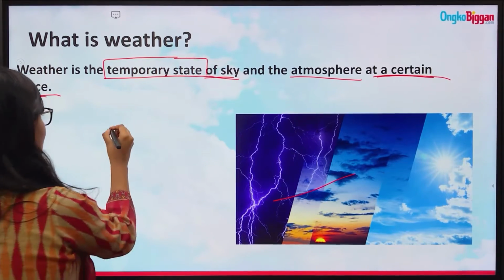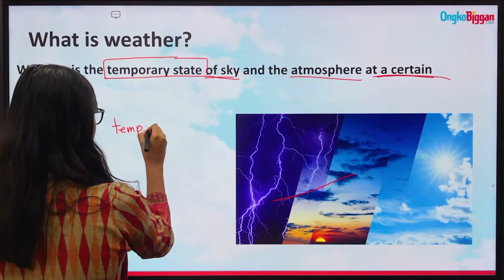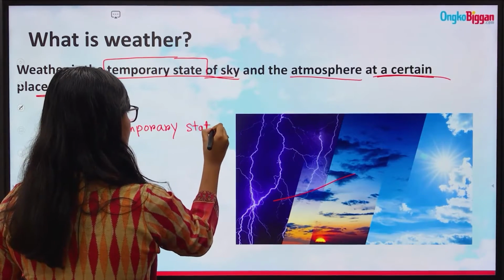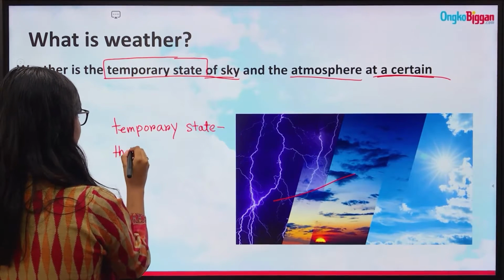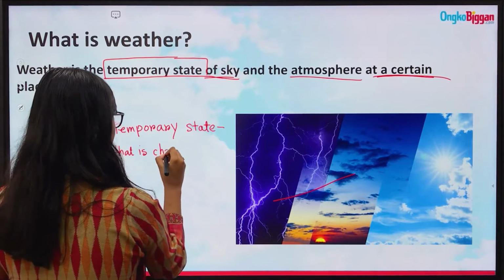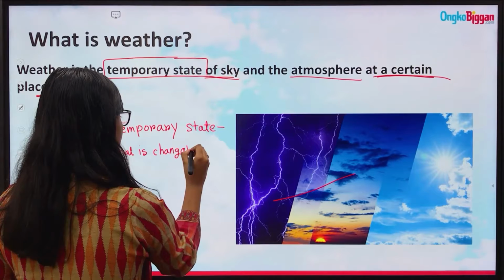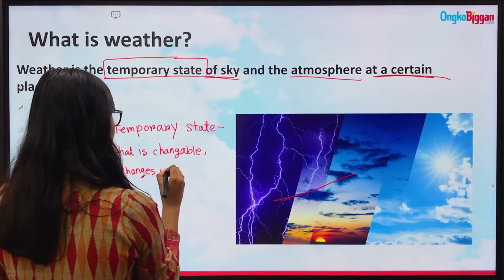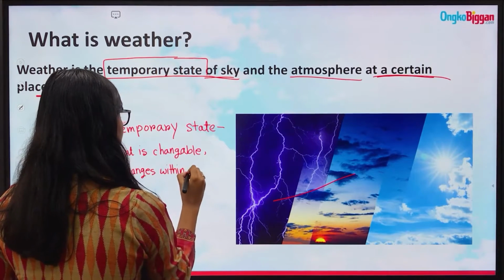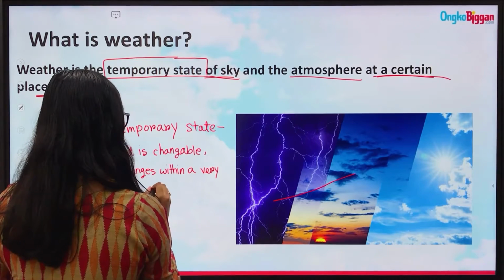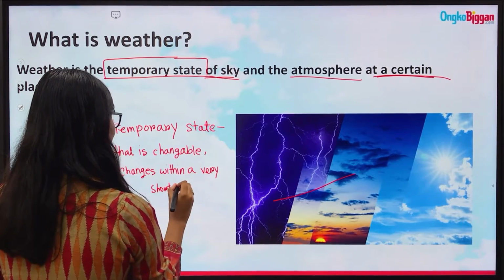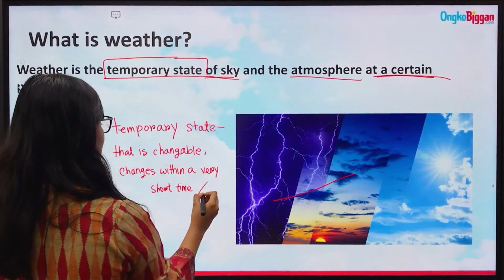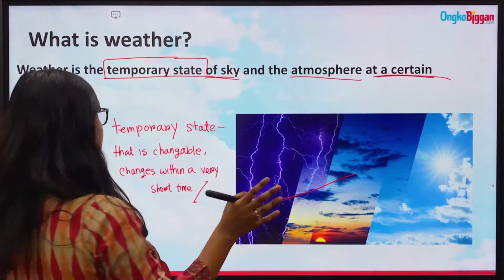That means here we have temporary state that is changeable within a very short time. And at a certain place, that means weather is a factor that is counted in a certain place.